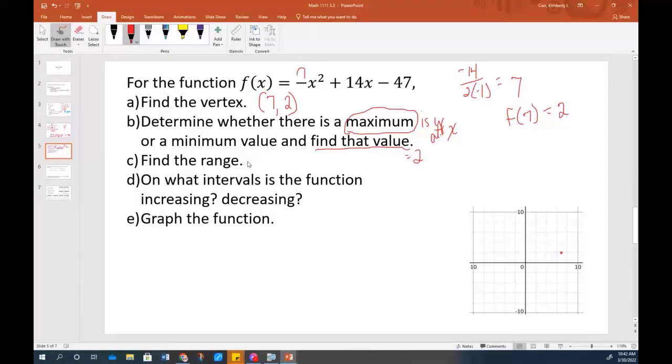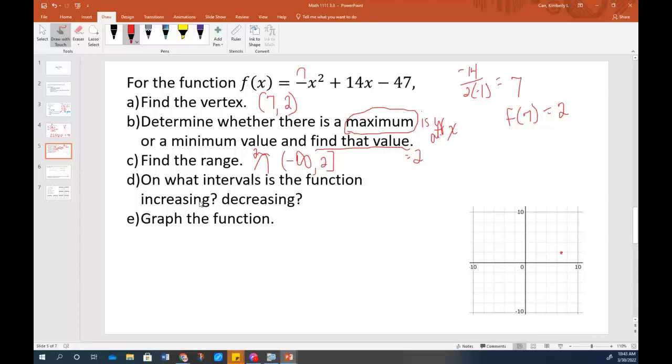Okay, find the range. Well, because I know this thing is opening down and that high value right here is at 2, then the range, which has to do with y values, is everything below 2 and up to 2. So that's going to be -infinity all the way up to 2. That should have been closed at 2 if you actually use the value.